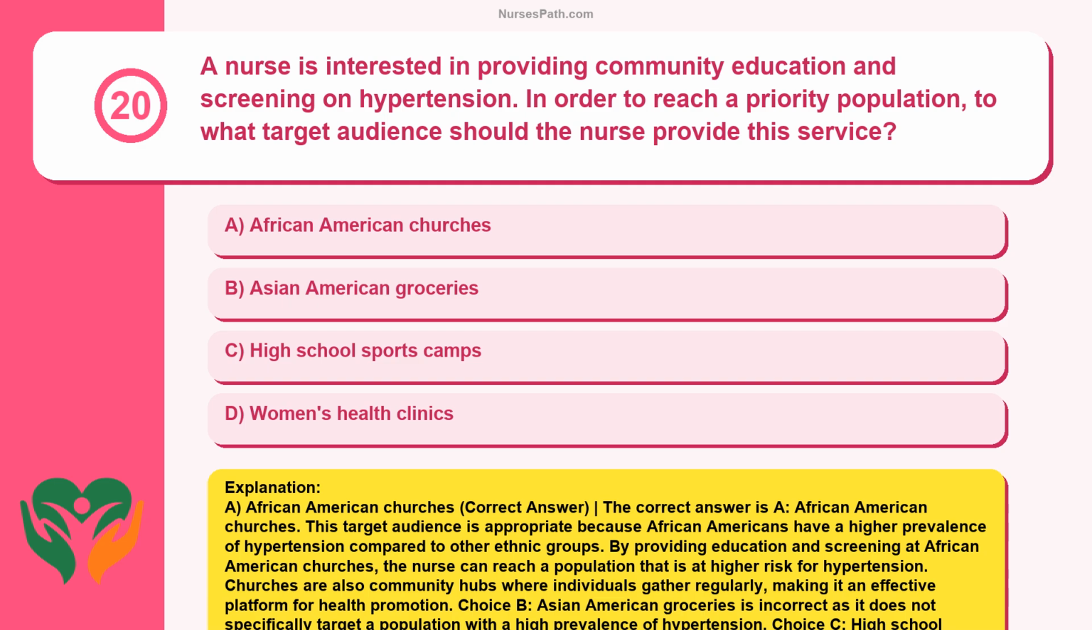Churches are also community hubs where individuals gather regularly, making it an effective platform for health promotion. Choice B, Asian American groceries, is incorrect as it does not specifically target a population with a high prevalence of hypertension. Choice C, high school sports camps, may not be an ideal target audience for hypertension education as the focus is typically on physical fitness rather than chronic disease management. Choice D, women's health clinics, may not reach the priority population of African Americans who have a higher prevalence of hypertension.